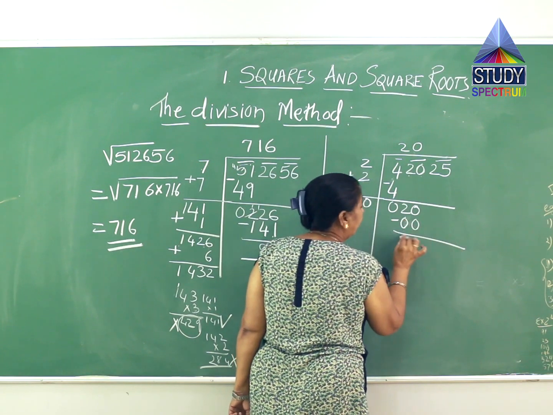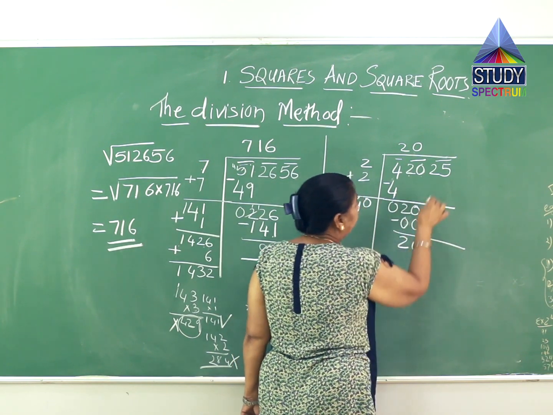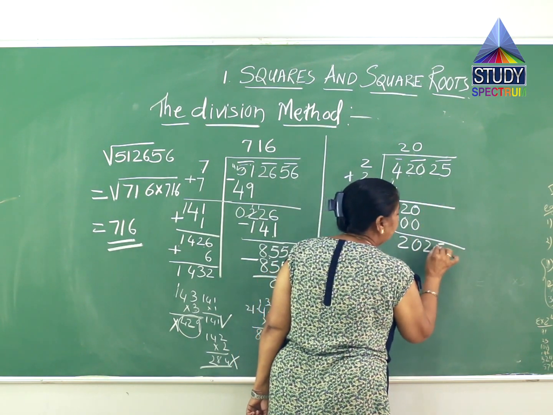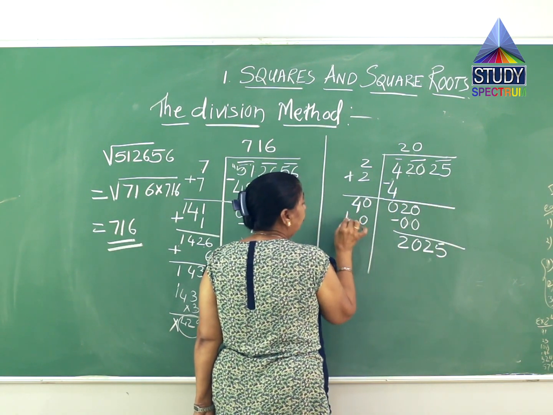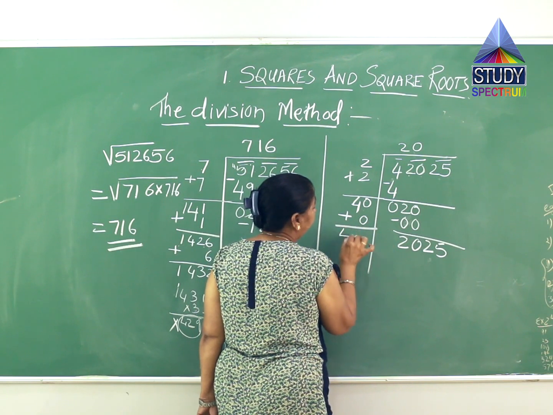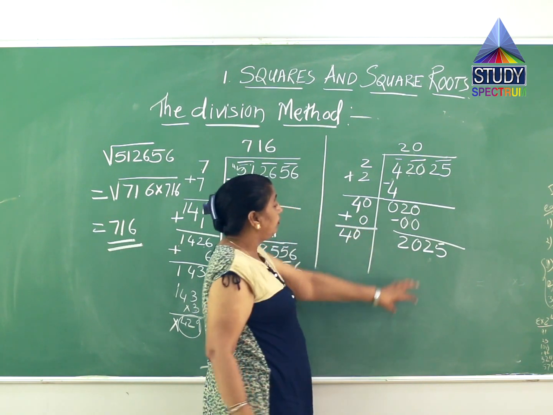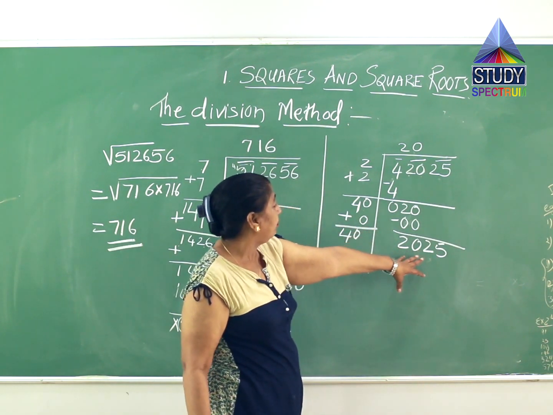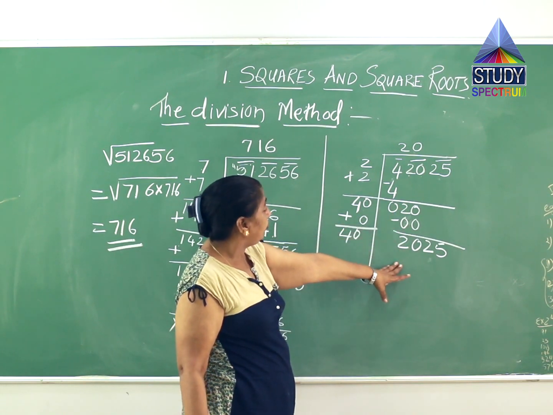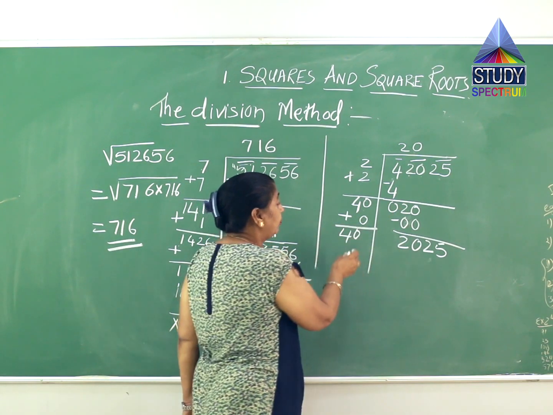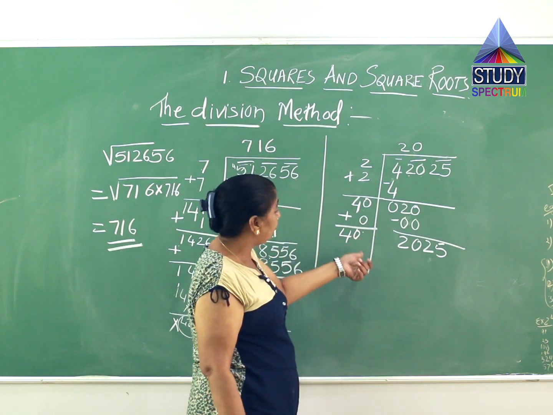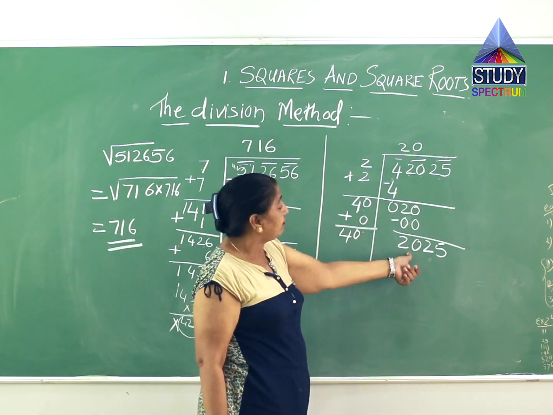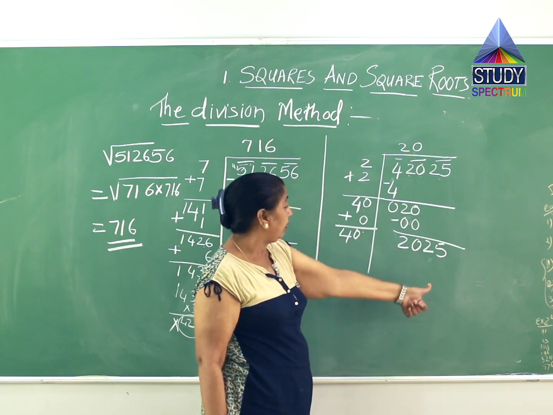and after subtracting I'll get 20, and this 25 has to be brought down. Add this 0 to this 40, it will give me 40, and here you got 2025. Now to carry on further division, again I have to put some number over here and see that after multiplying the same number with that number, it is giving me 2025.